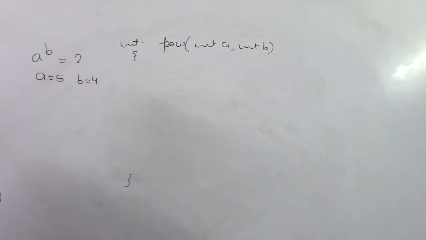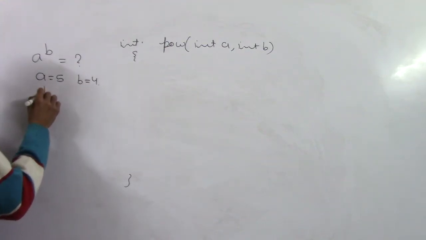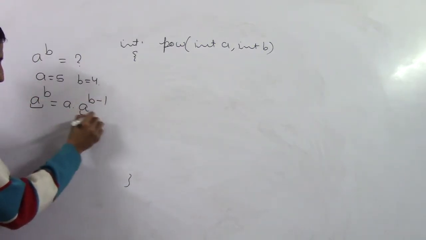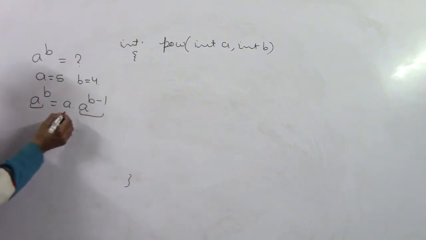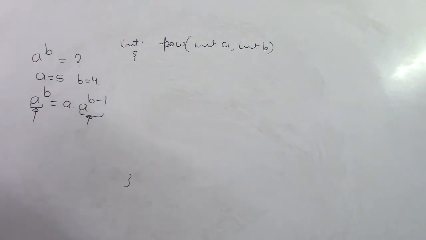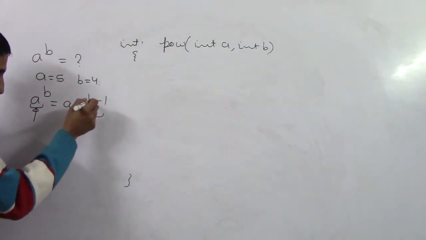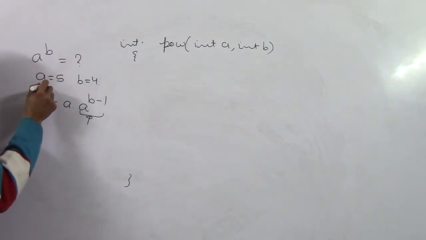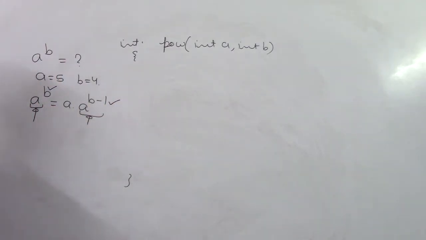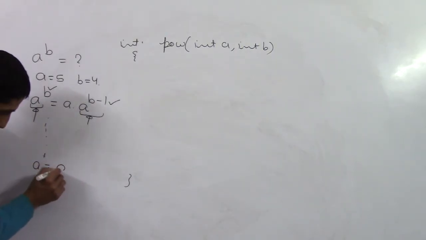If you want to calculate A to the power B, you can write it in a simpler manner. Please pay attention: the nature of the problem is the same, but the quantity becomes smaller. Here you are calculating the power of B, and here you are calculating the power of B minus 1. I will reduce the problem till I come to A to the power 1. The moment it becomes 1, I can write it in a simpler manner.